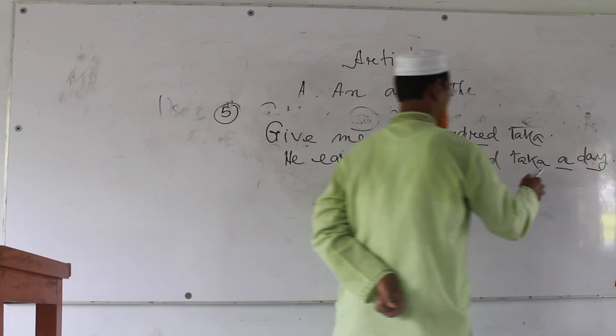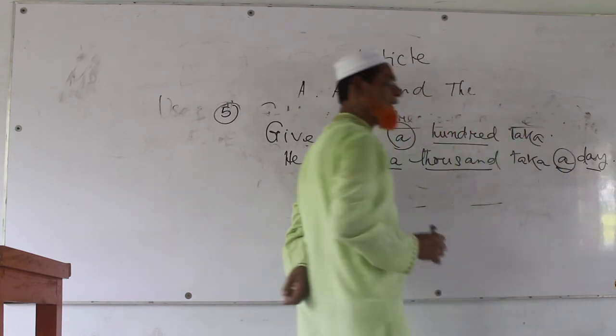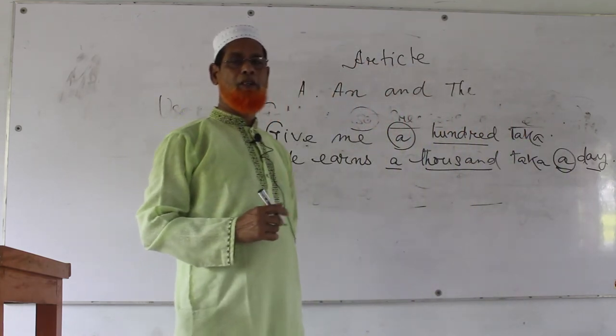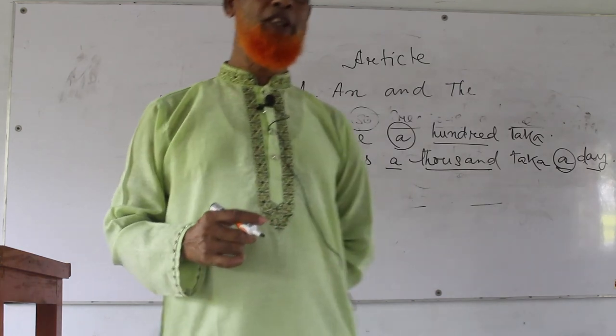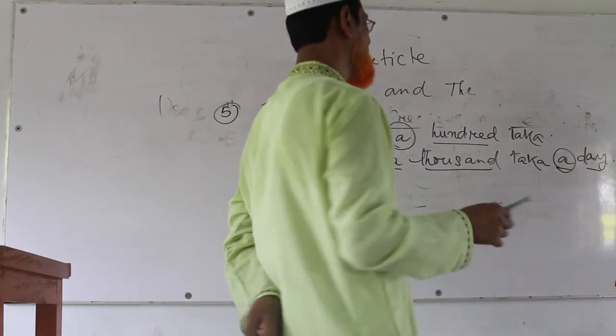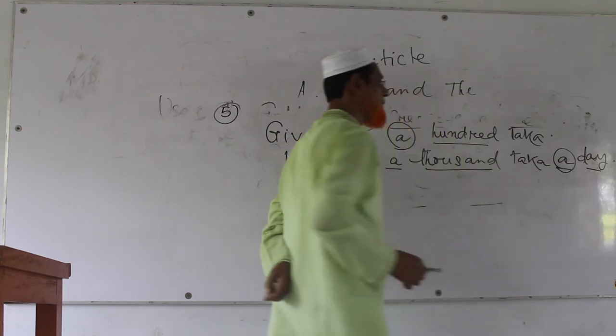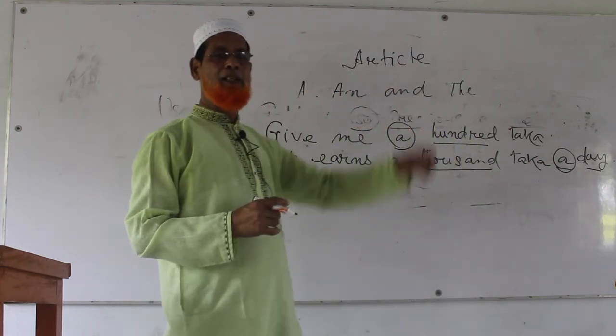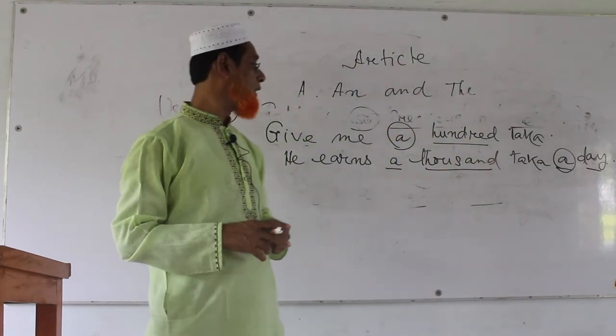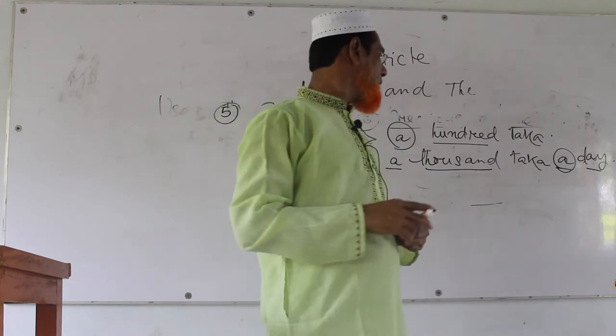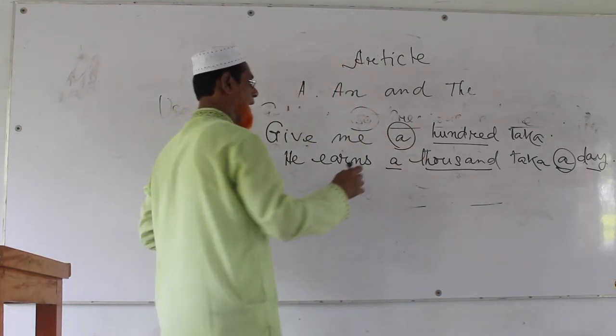And here this a is used as a preposition. It works as a preposition, that means per, it works as per.